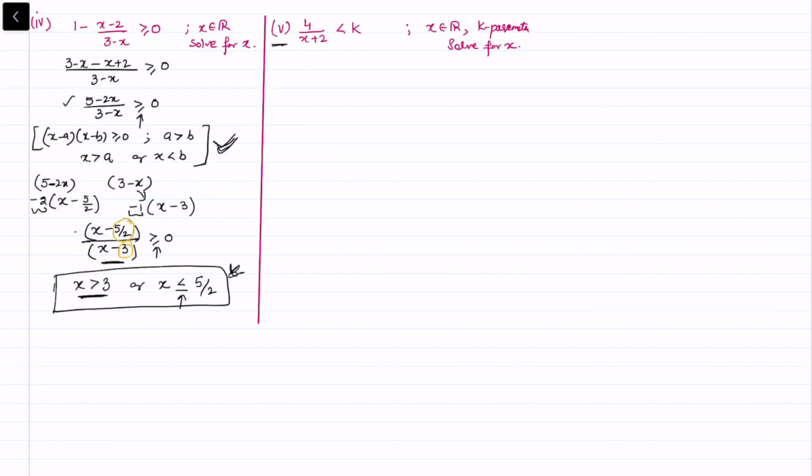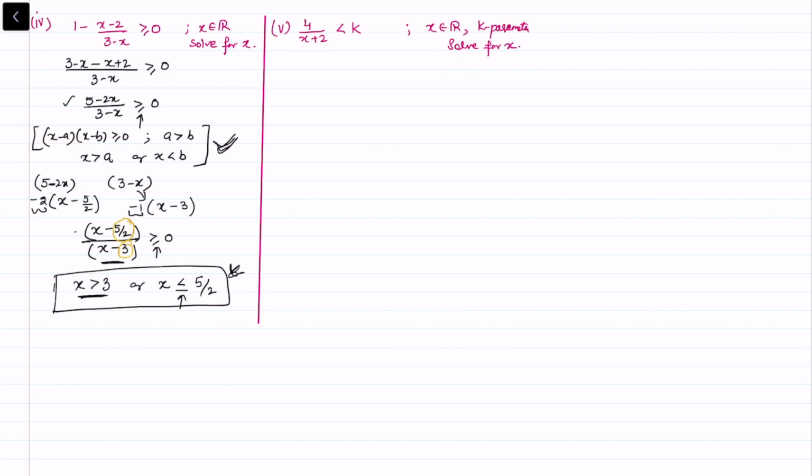Now let us solve the 5th case. In the 5th case we have x plus 2 in the denominator. So I can cross multiply, but we have seen in the previous videos that when I cross multiply and I do not know the sign of x plus 2, whether it is positive or negative, I have to make cases. But I want a shortcut method.